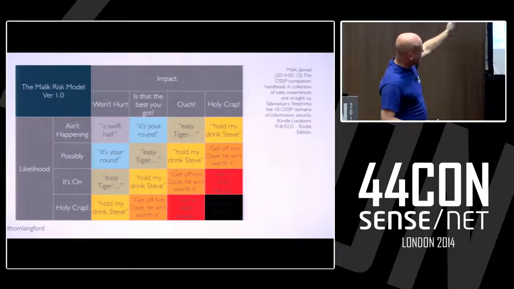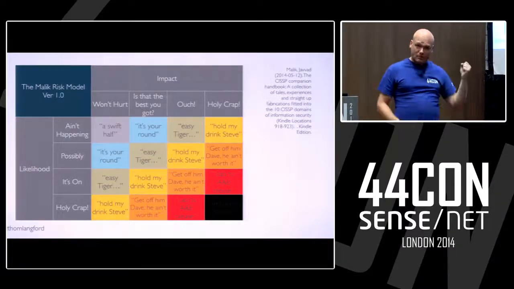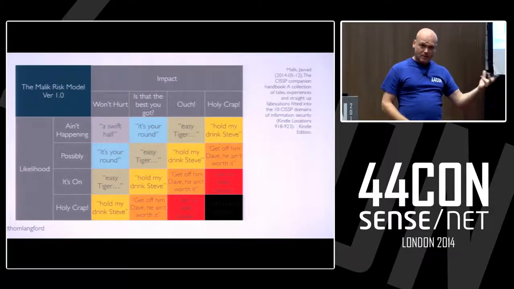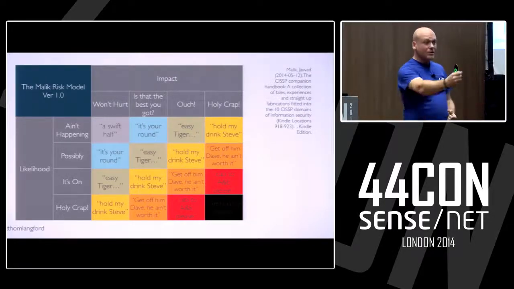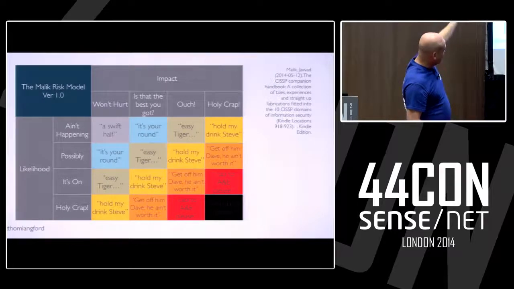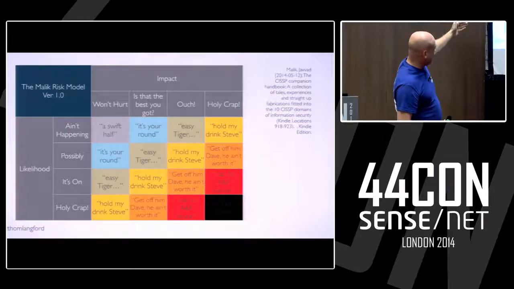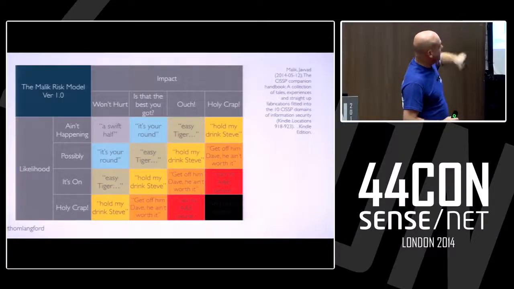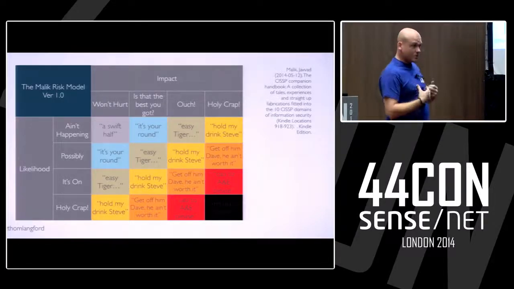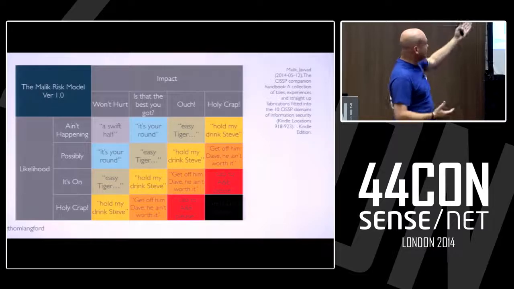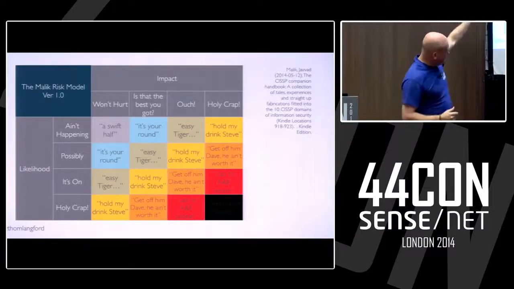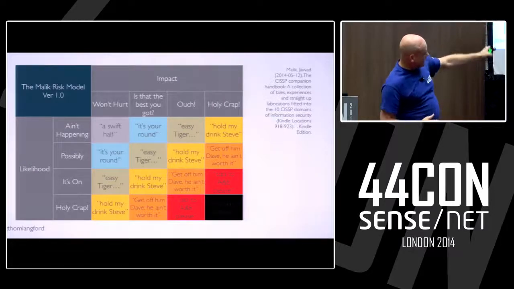So you measure against likelihood and impact. How likely is something going to happen? What is the impact to you? So it measures, obviously, from ain't happening, possibly, it's on, to holy crap. And then the impact to you, if you're in a fight, for instance, will be: won't hurt, is that the best you got? Ouch, holy crap.